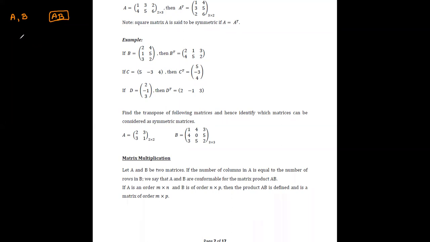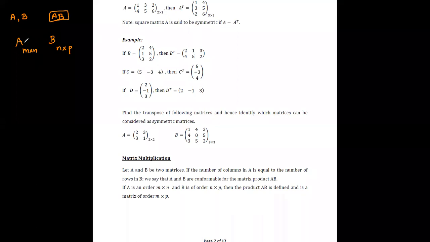Say our first matrix A has m rows and n columns, and matrix B has n rows and p columns. Then we check the condition: the number of columns in the first matrix should be equal to the number of rows in the second matrix. In this example, we can see n columns in the first matrix and n rows in the second matrix.